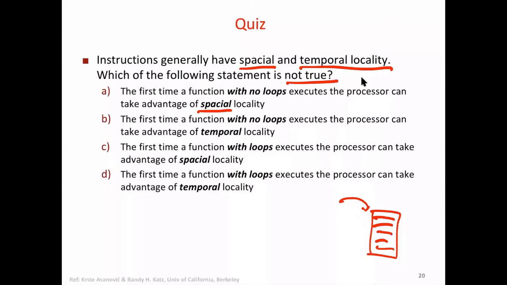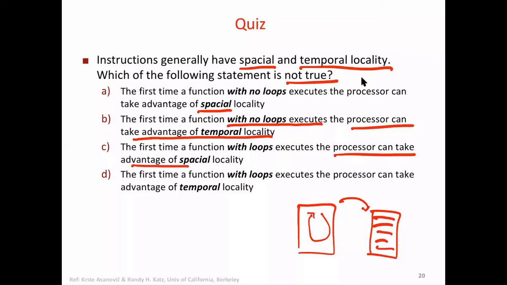Second, the first time a function with no loop executes, the processor can take advantage of temporal locality. Third option, the first time a function with a loop executes, now we are going to a function that has a loop, while or do or whatever, the processor can take advantage of spatial locality. And fourth, the first time a function with a loop executes, the processor can take advantage of temporal locality. So which of the four is wrong?